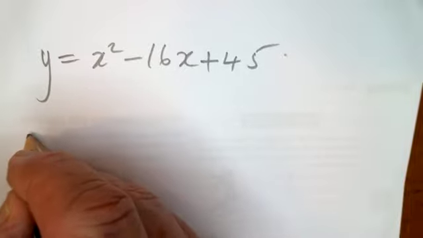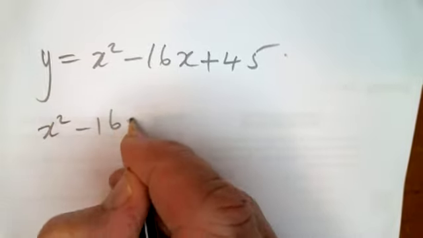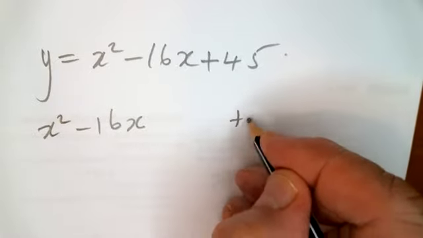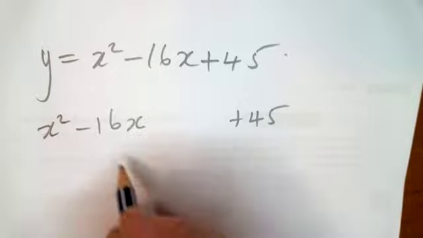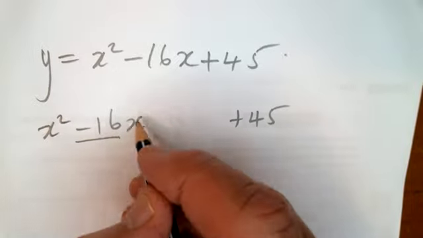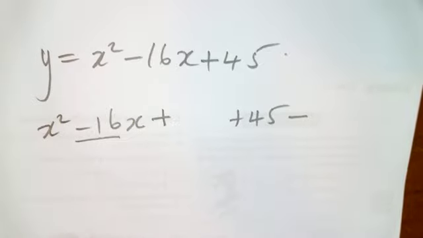I'm going to say x squared minus 16x. I'll put the plus 45 over here. And all I'm going to do is take the b term, which is negative 16. I'm going to add it to here, and I'm going to subtract it from here. So the net result is 0. I haven't really done anything.